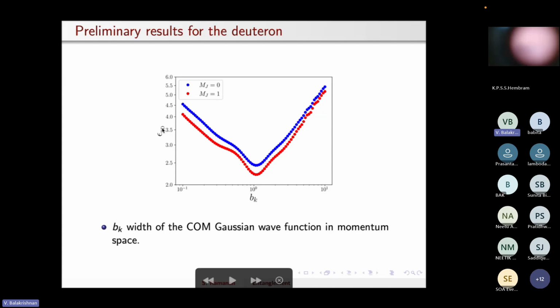If you remember, for the oscillator, we had the entanglement indicator as a function of some parameter which tells you how localized the center of mass is. And again, the BK plays the same role. You see the same thing, that if you do not localize the center of mass, the indicator is going to diverge. Otherwise, it gives you something sensible. The two curves correspond to two different values for the Jz, which is Mj equals 0 and Mj equals 1. Since it's only one bound state, there is nothing more you can do with it. So you just have a number. You have to now look at other parameters that one can vary, which I will come to in the end.